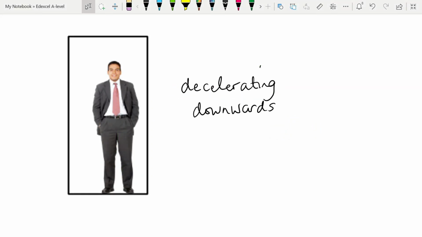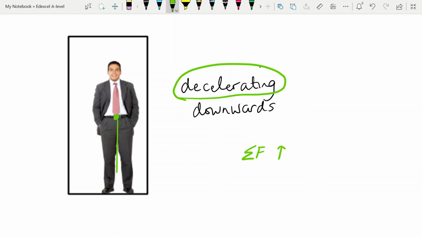And our last situation, decelerating downwards. So the lift is traveling downwards, but it's slowing down. So that means that your resultant force has got to be upwards. And so we're back again with the weight of the man and a greater normal contact force so that we can have a resultant force upwards. And again, the man will feel pressed into the floor here.